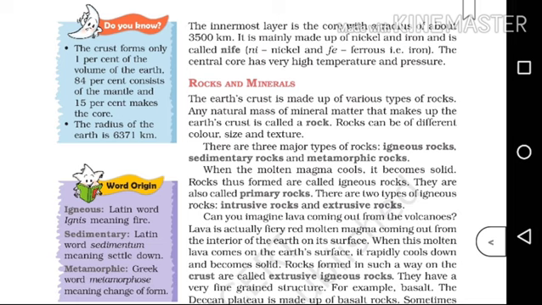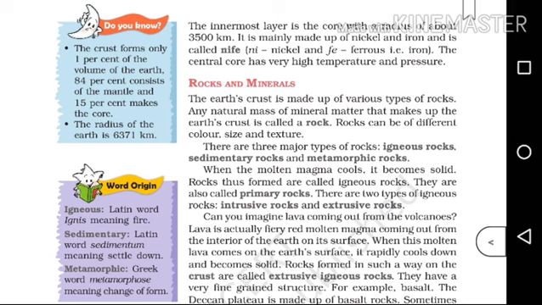Can you imagine lava coming out from the volcanoes? Lava is actually fiery red molten magma coming out from the interior of the earth on its surface. When this molten lava comes on the earth's surface, it rapidly cools down and becomes solid. Rocks formed in such a way on the crust are called extrusive igneous rocks.